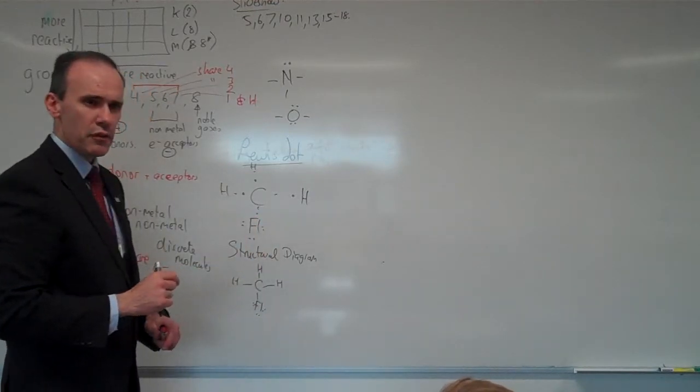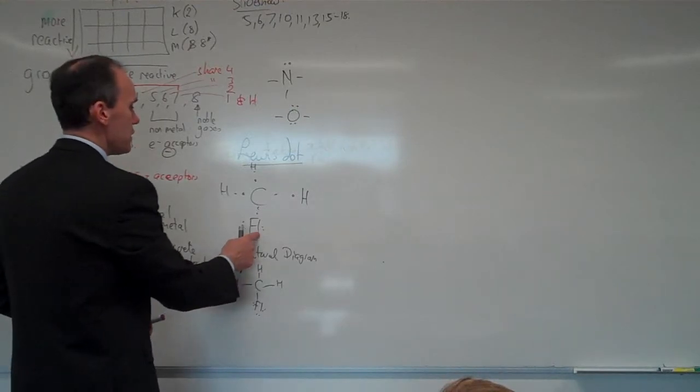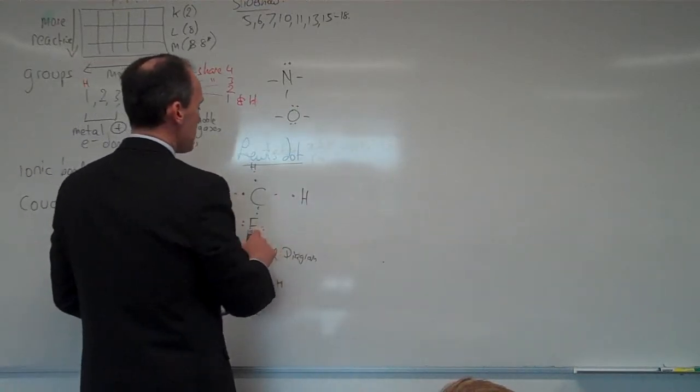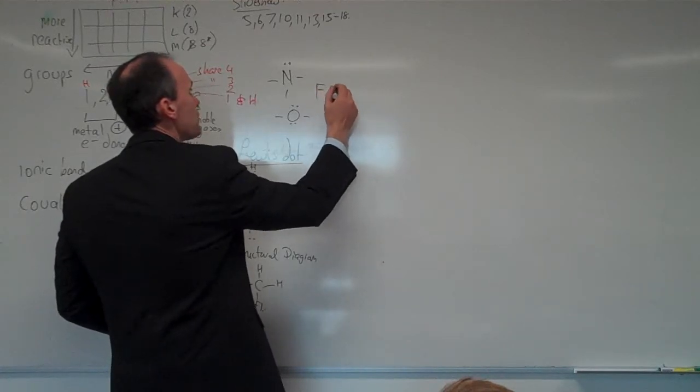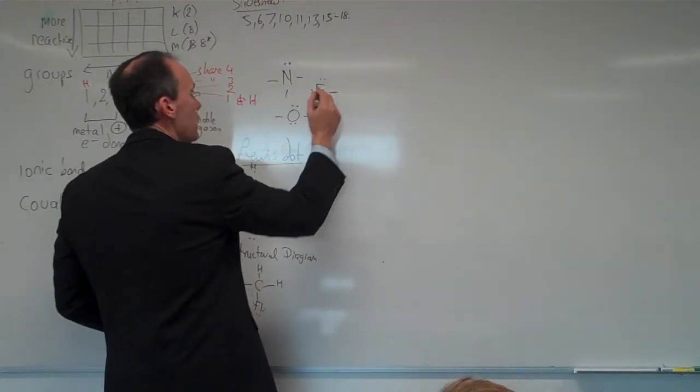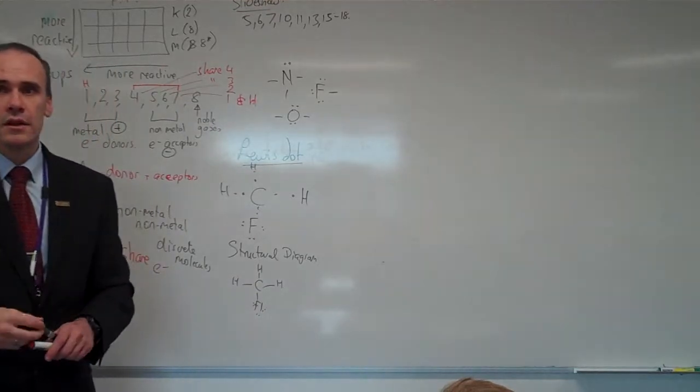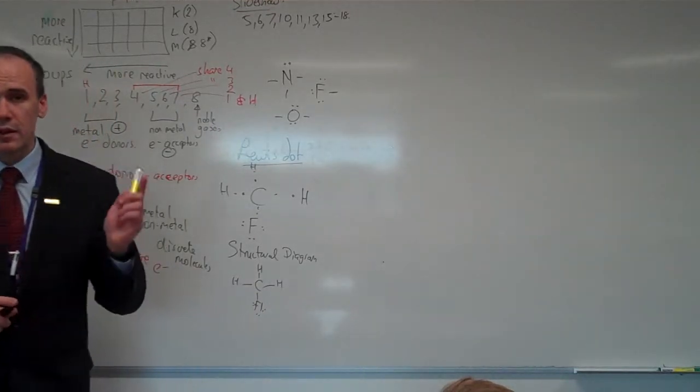Is it FL or F? F. I'm going crazy. That's the example there. It's in group 7, and so it tends to form a single bond and have 3 lone pairs. And you need to be able to do that. Any questions about that?